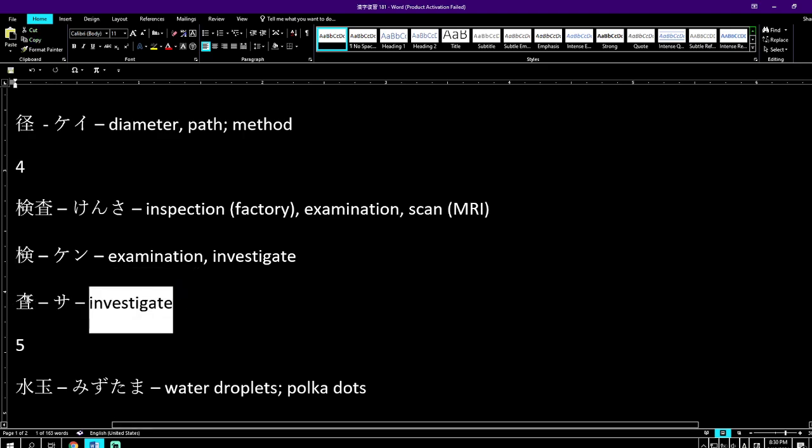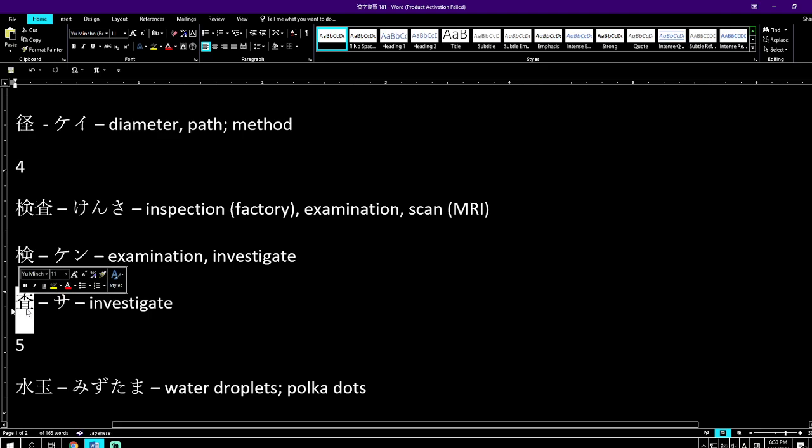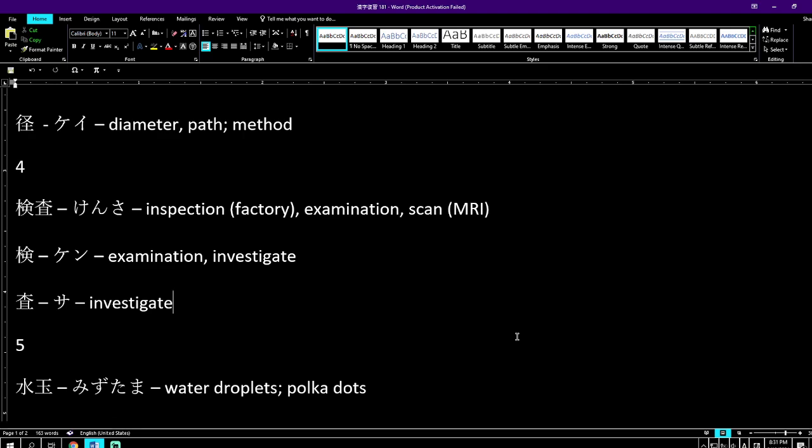I see this as a tree over kind of the rings of the tree, as in you're investigating the age of the tree. Though the bottom kanji here actually means furthermore as well, or again. So sa is investigate with looking, with this kind of eye kanji, at underneath the tree or at the rings of the tree. Investigate, or sa. So together we have 2 kanji that mean investigate, that come together to mean an inspection or a scan of something.